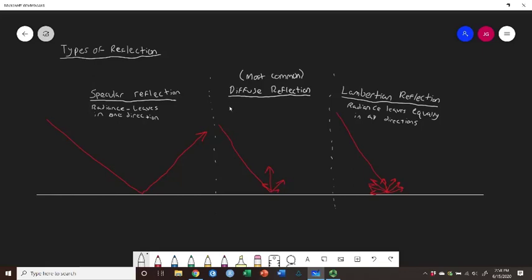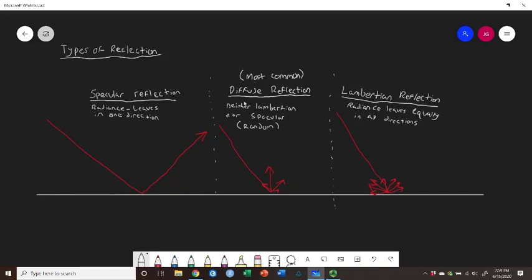The way I typically define diffuse is neither Lambertian nor specular. I'm hesitant to use the word, but I often find it most convenient to call it random. What's important is this is the most common. The surfaces are going to tend to have some directionality, but it's not all in one direction, and it certainly isn't even in all directions. It's going to have somewhere in between, and that's called diffuse reflection.